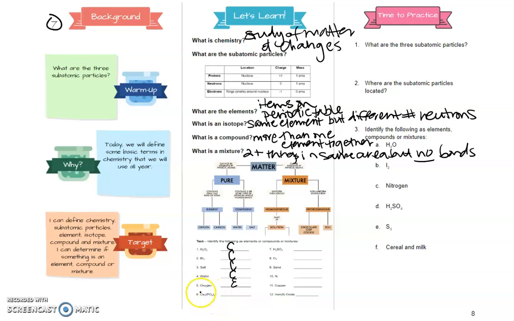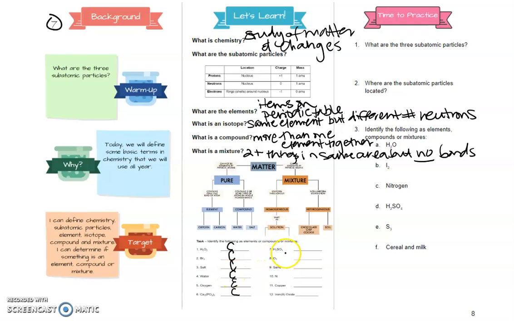You're noticing that, again, you're writing out these formulas. Ca is from the periodic table, that's calcium. P is phosphorus. O is oxygen from the periodic table. So there are elements here, okay? So it's got to be a pure substance, and there's more than one element together that makes it a compound, okay? So far, the only one that's not a compound is E for element for oxygen.